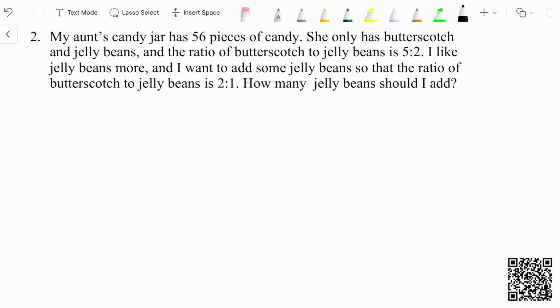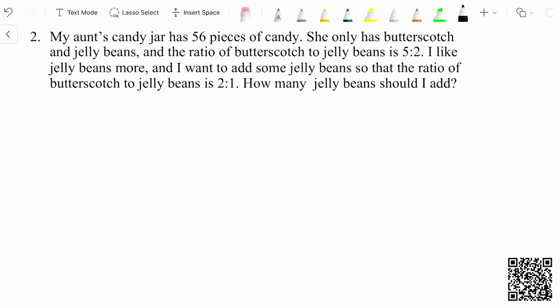So the same idea. We can calculate how many butterscotches and jelly beans there are first, like a battle plan, okay? And then we have to make it so that the butterscotch is double the jelly beans, aka the amount of jelly beans has to be half of butterscotch, but right now it's not.